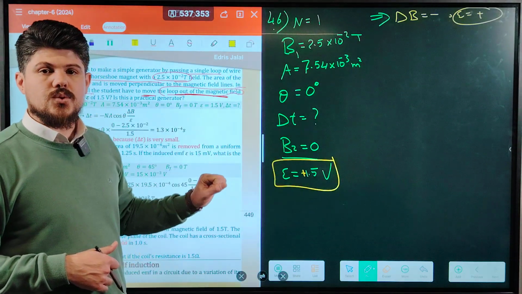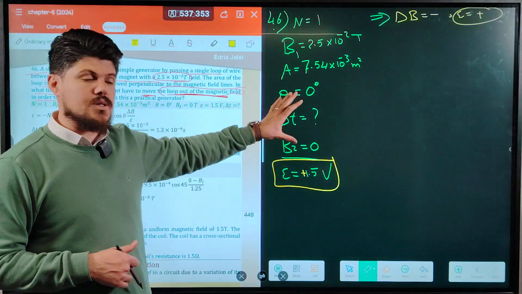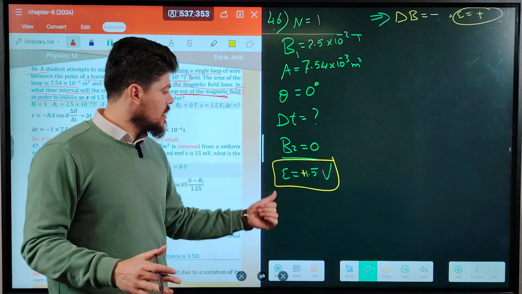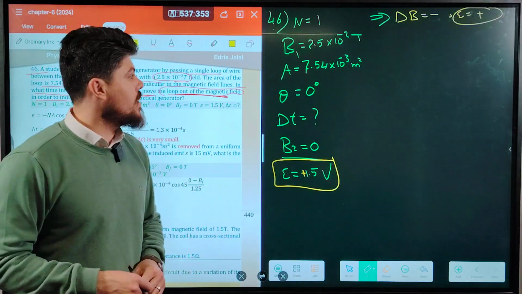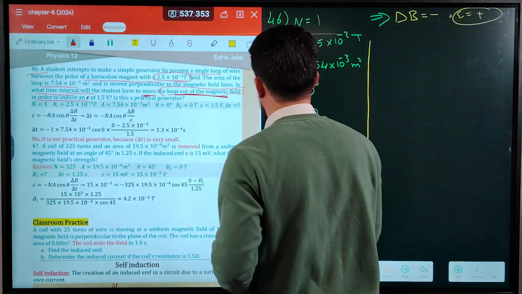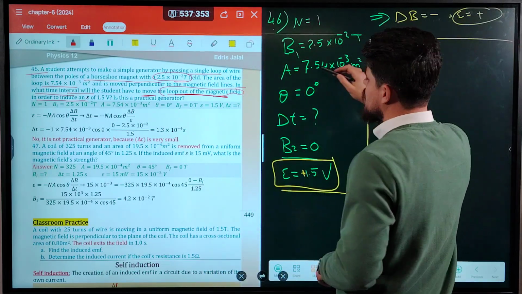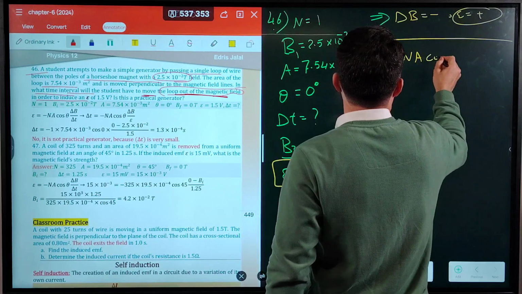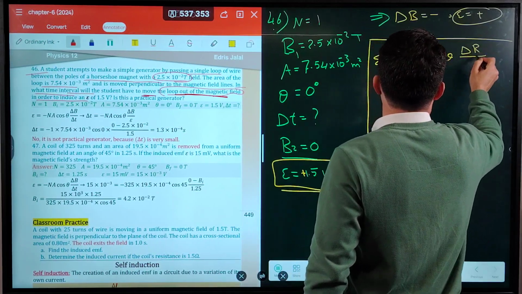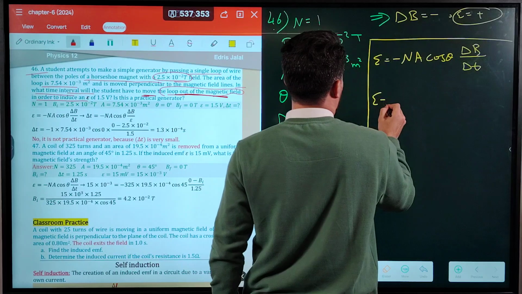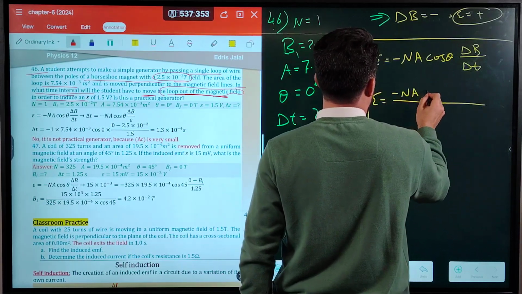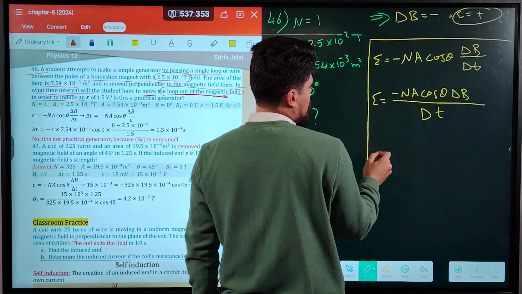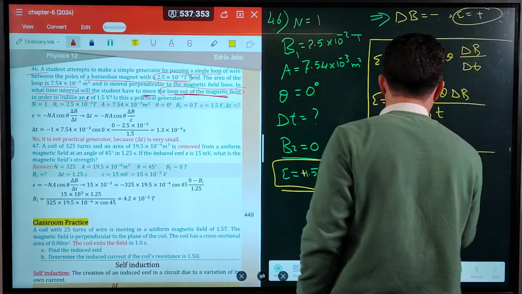Why is EMF positive here? Because the magnetic field decreased. But how about if the magnetic field increased? Guys, pay attention, please. If the magnetic field increased, this EMF should be negative. Now, let's find delta T. What is changed? Magnetic field is changed. EMF equals N cosine theta delta B over delta T, and you can also rearrange this equation like this: negative NA cosine theta delta B over delta T. What is unknown? Delta T.